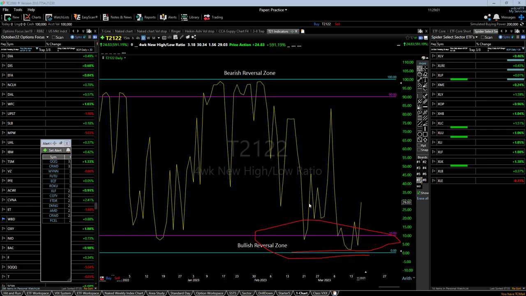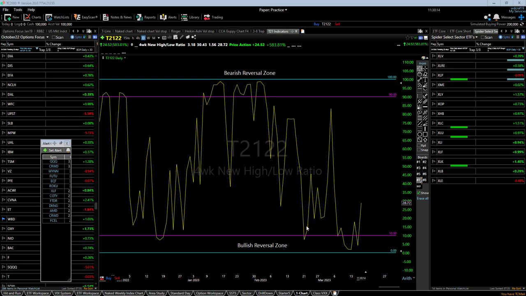Okay? Now, included in this, by the way, guys, is this helping? Is this making some sense? Because I learned this week that maybe I wasn't doing a very good job of explaining T2122. And I'll tell you guys that if there's a reason to have TC2000, this is one very good reason to have it, because you don't get this indicator anywhere else. It really gives me the clue.